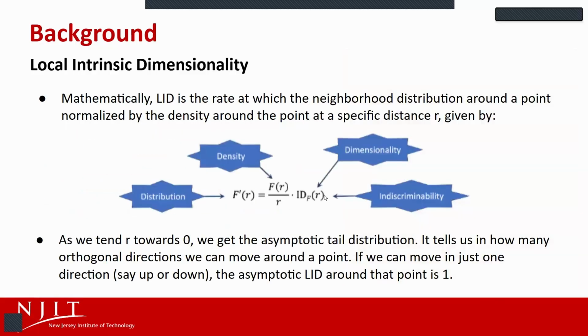Mathematically, LID is the rate at which the neighborhood distribution around a point, normalized by the density around the point at a specific distance r, is given by this formulation. So IDF of r is the LID of the point, while f'(r) is the distribution around the point, and this is the density around the point. As we tend r towards 0, we get the asymptotic tail distribution, which tells us in how many orthogonal directions we can move around a point. If we can move in just one direction, say up or down, the asymptotic LID around that point becomes 1.